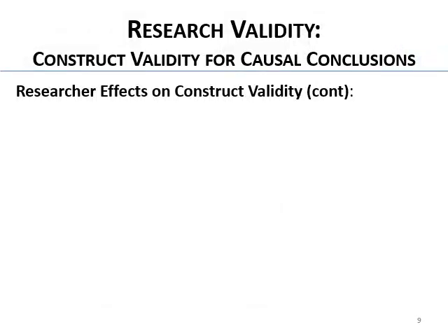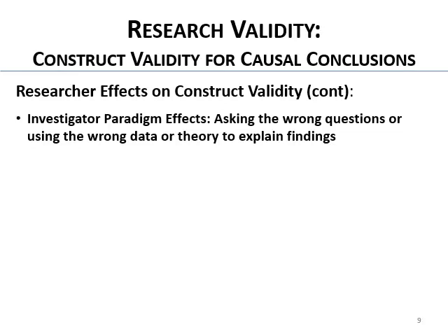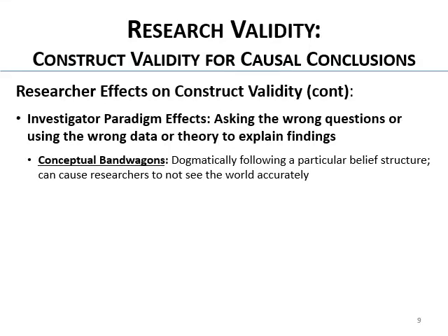So finally, just continuing on with our researcher effects on construct validity, there's also something we haven't talked about. We talked about paradigms, which are sort of broad views of seeing the world. There's also something called investigator paradigm effects. This is when you lack construct validity in your study because the researcher, based on their paradigm, their broad set of beliefs, is asking the wrong questions or using the wrong data or theory to explain findings that they get. And a piece of that is what we call conceptual bandwagons.